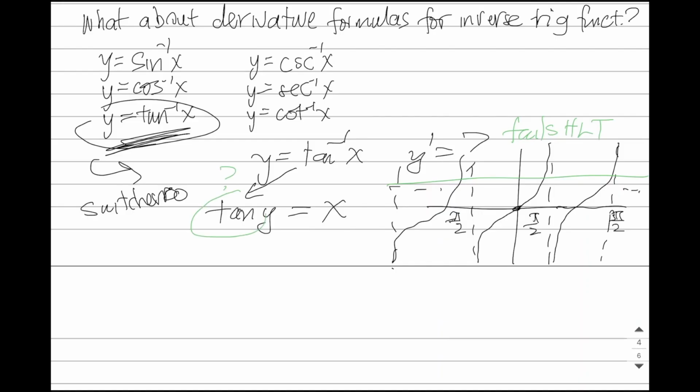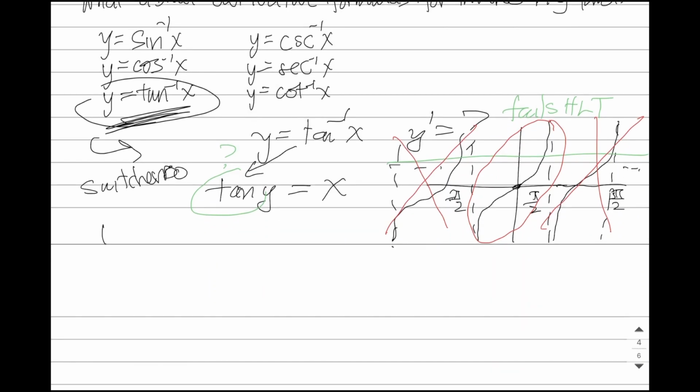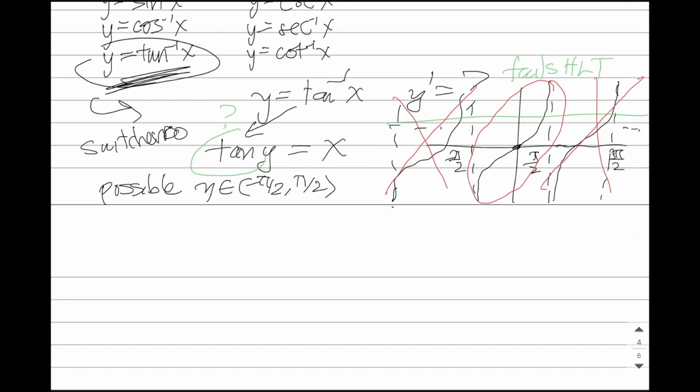So in order for it to be invertible, we need to cut out several of the periods. In fact, we need to cut them all out, save for one period. So we are only going to keep the one that goes through the origin, and we will cut out all the other periods of tangent. We will be able to invert tangent only if we restrict y to be between -pi/2 and +pi/2.